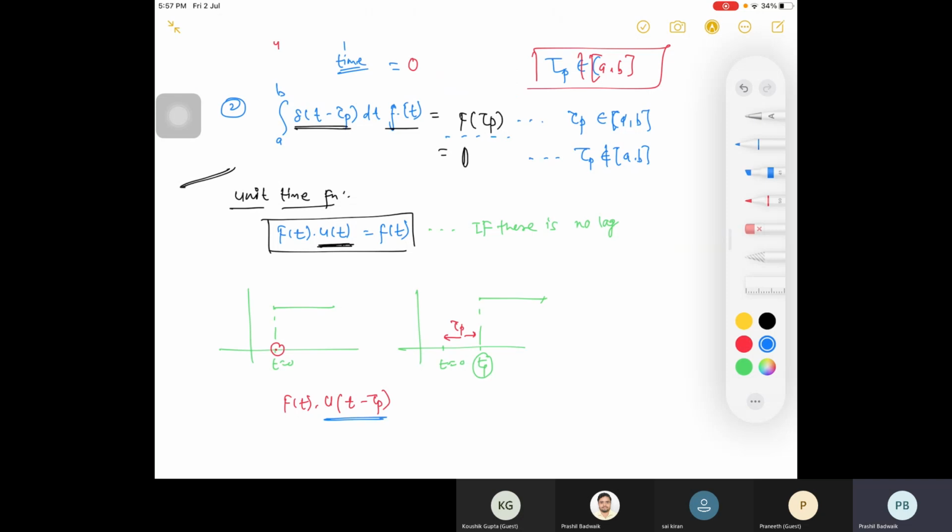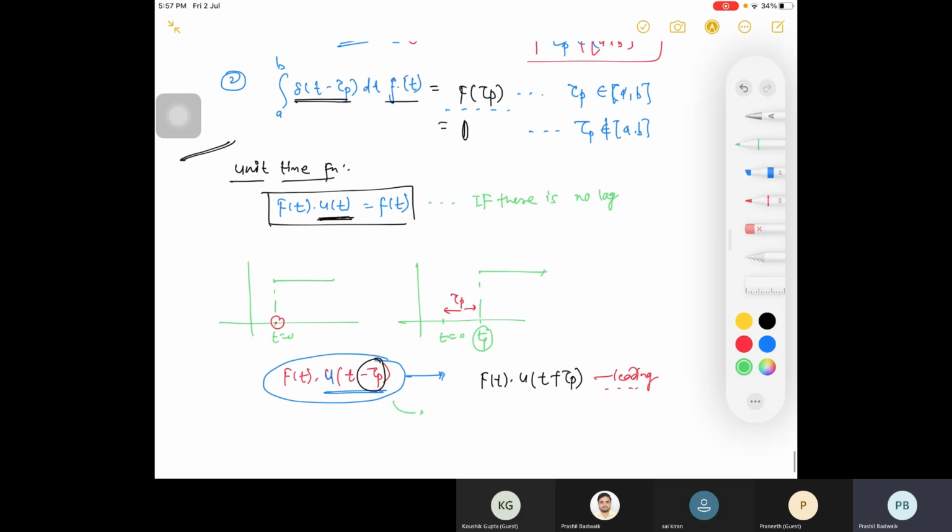So it is representing that there is lag. Whenever there is lag in the system, we will see this in process dynamics and control. Whenever there is lag in any function, you can write it as this into u of t minus tau p. What is this? The unit time function. And if you are representing that minus sign, then it is showing it is lagging. And if suppose it is f of t into u of t plus tau p, then it is leading. Okay, we'll see its significance in process dynamics and control.